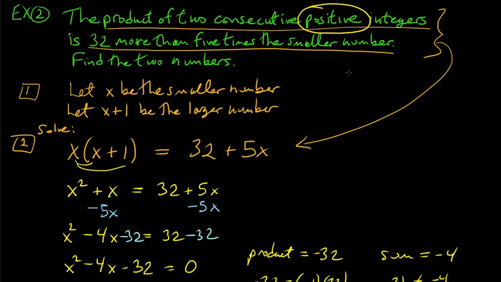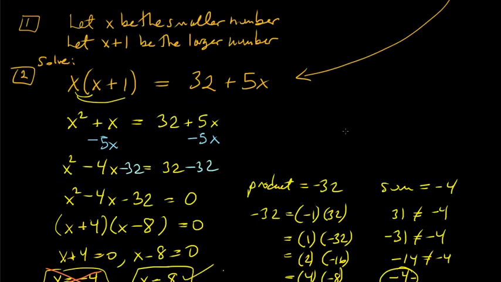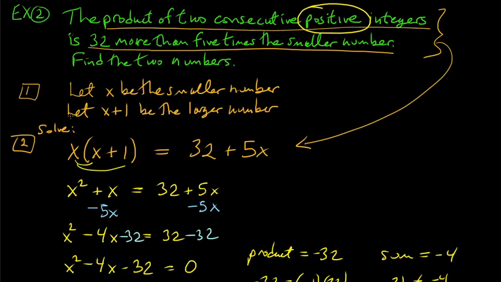So the question was to find the two numbers. The other number is not negative 4. We crossed that out. The other number is the larger number. It's x plus 1. So if x is 8, x plus 1 would be 9. That's the next consecutive positive number. So the two numbers are 8 and 9.